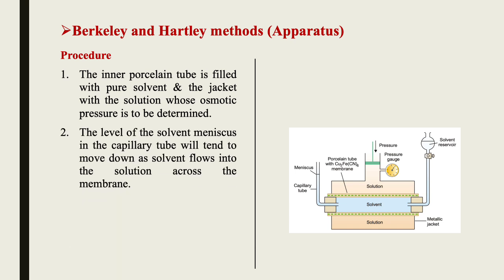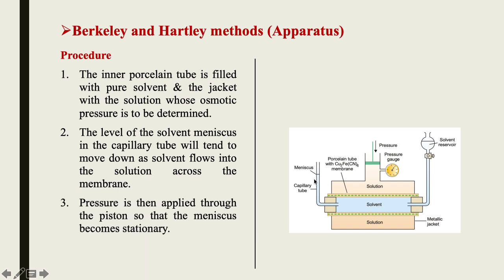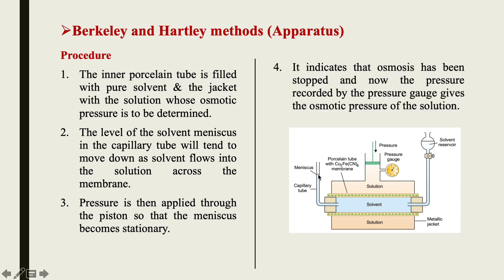The level of the solvent meniscus in the capillary tube will tend to move down as the solvent flows into the solution. If the solvent goes to the solution phase, this level will decrease, and that is how we can observe it. So we have to put on pressure so that this level and this level get balanced. The pressure is then applied through the piston so that the meniscus becomes stationary. Up to that level you have to put the mechanical pressure.